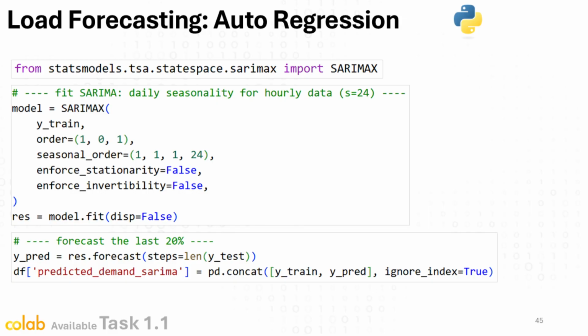By using res forecasts, we generate a full sequence of predicted values that match the length of our testing period. Finally, we store these results back into our main data frame under a new column called Predicted Demand SREMA. This column is the ultimate output of our machine learning pipeline. We have successfully moved from raw historical data to a data-driven prediction of future electricity needs.